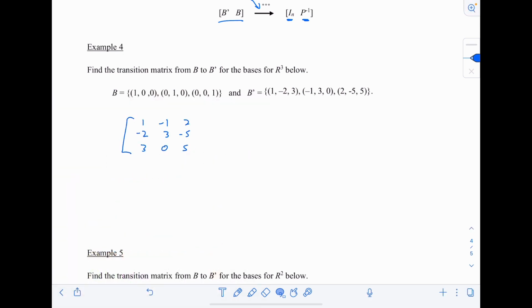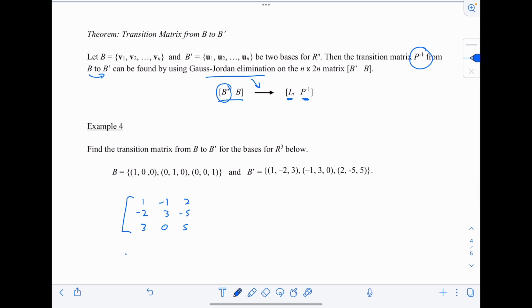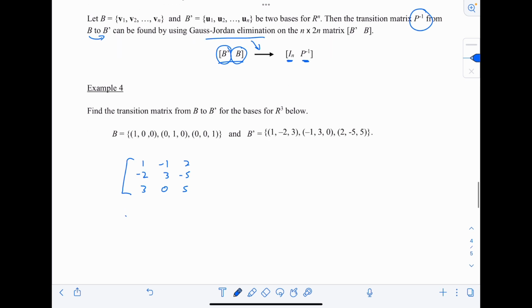Now, that's B prime, but I also want to put B next to it, and B is the standard matrix: 1, 0, 0, 0, 1, 0, 0, 0, 1. Obviously, row or column doesn't matter with that one because it's the same either way. So if I apply Gauss-Jordan to this, what I'm going to get is the identity matrix on the left side.